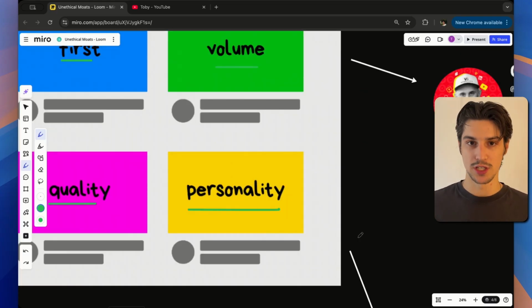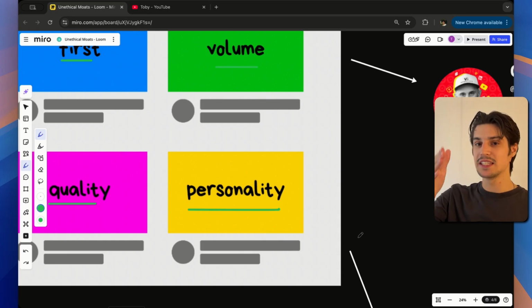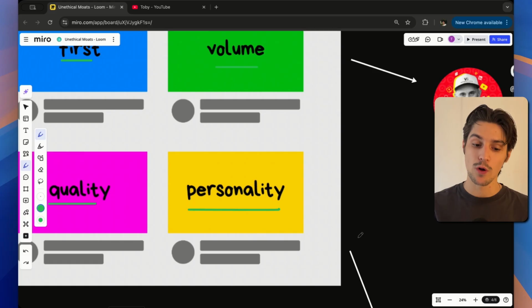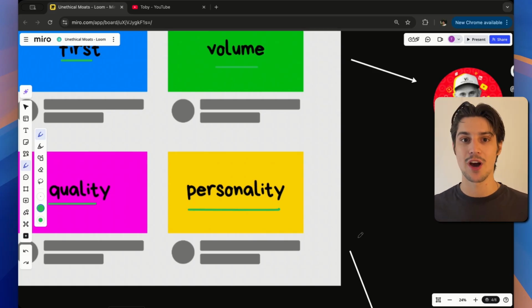Now, YouTube niches in general have something I call life cycles. And what this means is the niche will cycle through different stages, going from first mover's advantage, so the first one to be in the niche, to the first one to do volume in the niche, to then going to the first one to create quality in the niche. And then finally, when all that's been done, people naturally move towards the most interesting person.